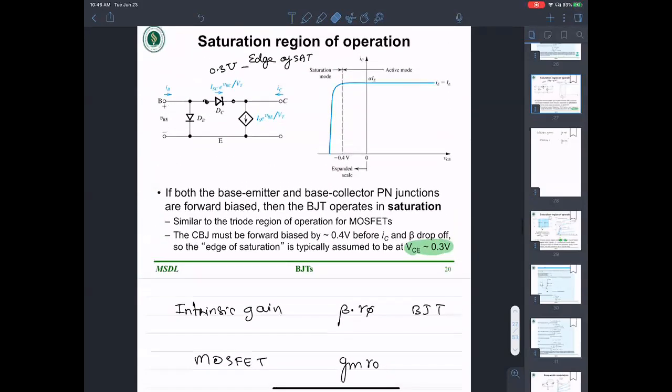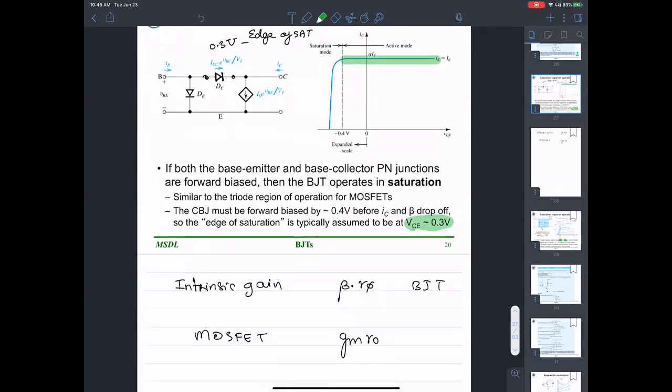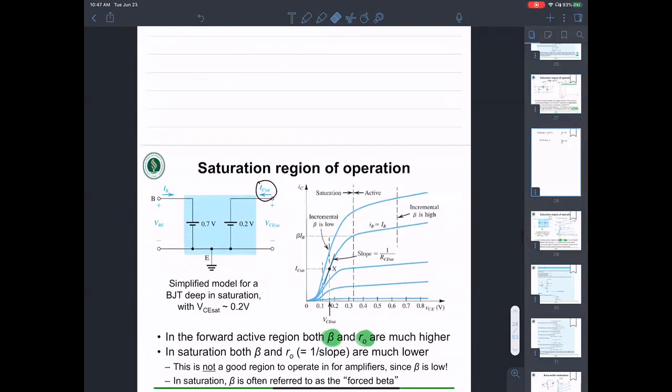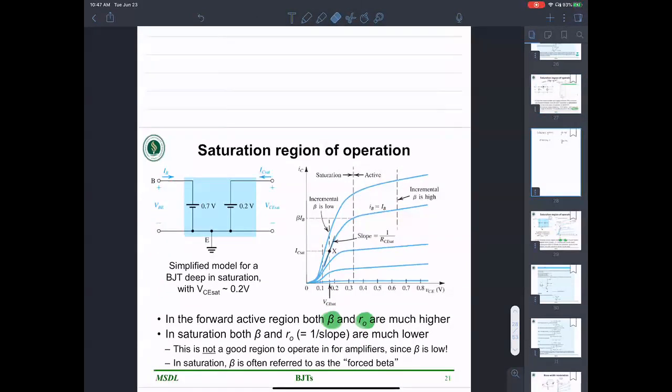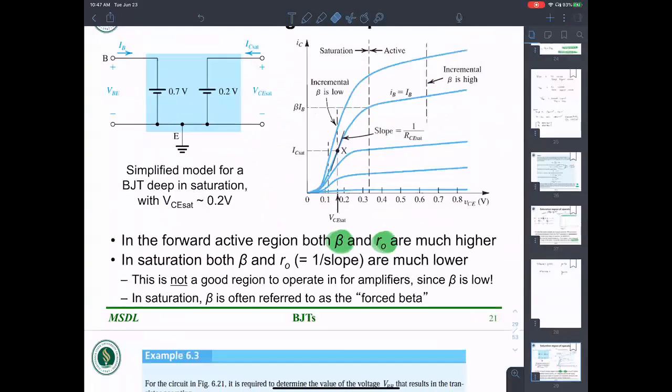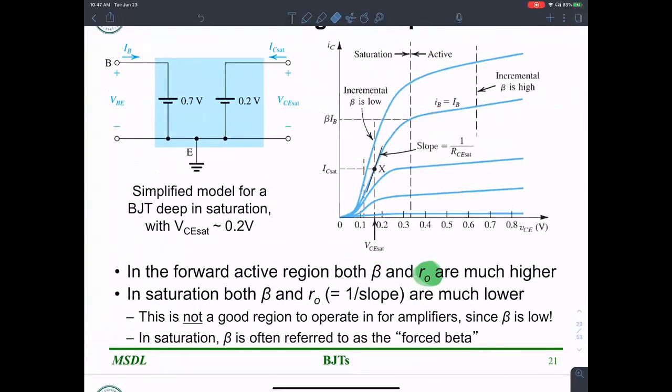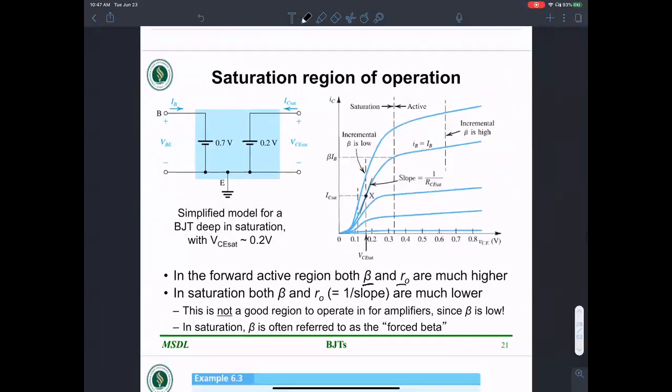So the idea is that when you want good gain, you want to be in the active region for a BJT, and you want to be in saturation for a MOSFET, when you want a constant current. Similar to the triode region of MOSFETs, the CBJ must be forward biased. Similarly, in the forward active region, both the beta value and R naught are really high. When both beta and R naught are high, you get much better intrinsic gain.